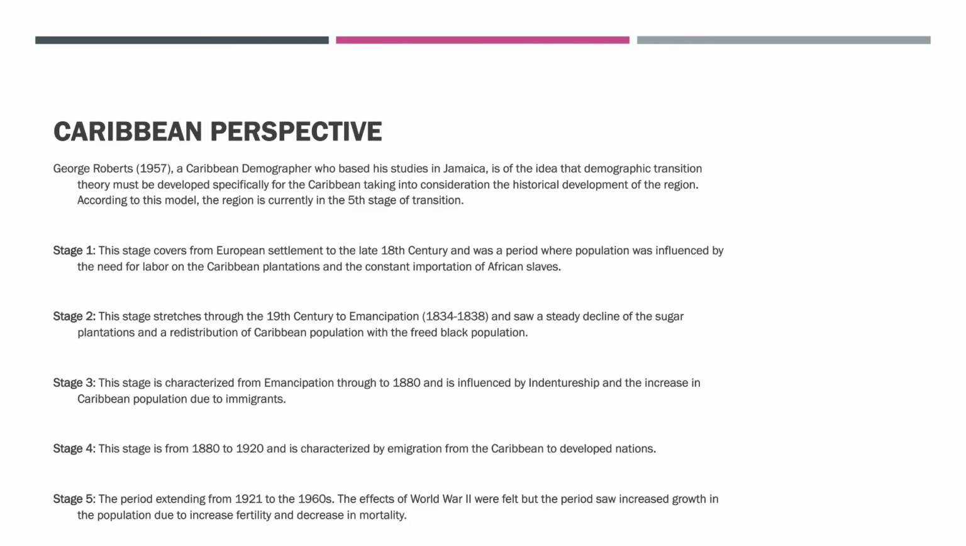Stage 4 is characterized by emigration from the Caribbean to developed nations. And stage 5, the period extending from 1921 to the 1960s. The effects of World War II were felt, but the period saw increased growth in the population due to increased fertility and decrease in mortality. So we see the Caribbean population, the changes, the transition from high population to having a low population, to having different members within the population.